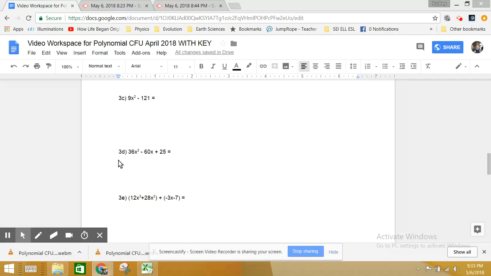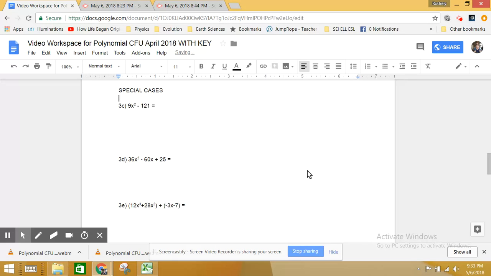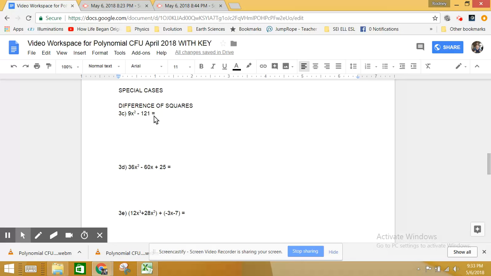And I single out 3c and 3d because they are special cases. Okay, so 3c is a difference. And you might notice 9x squared is a perfect square. And 121 is a perfect square. So this is a difference of squares. We have a square term in the beginning, and we have a constant term at the end, a 0-degree term. And there's no middle linear term, so we don't go 2, 1, 0 in our steps of our degrees, which means something happened to that middle term.